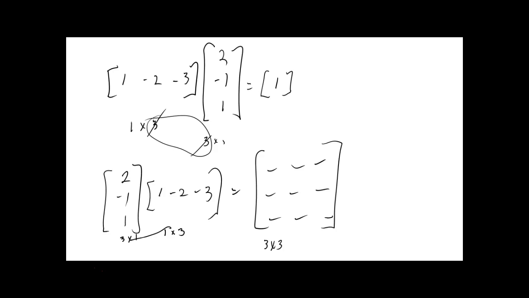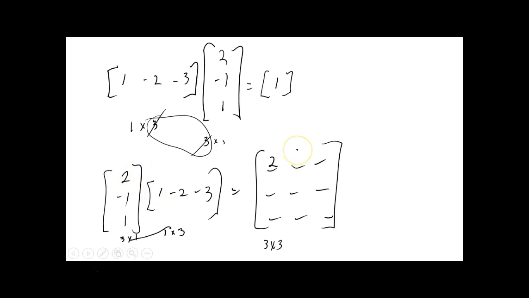All right, so here the answer has got to be a 3 by 3 matrix. Well, this first is a 1, 1. So you take the first row of this, which is just the number 2, by the first column of this, which is just the number 1. 2 times 1 is 2.